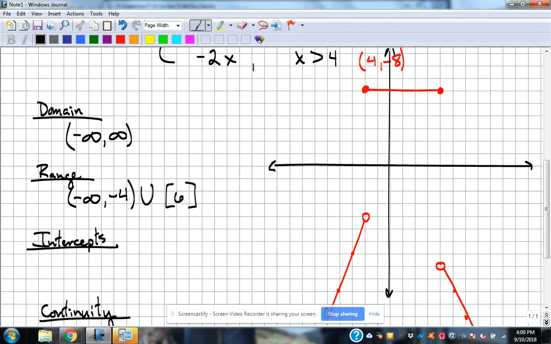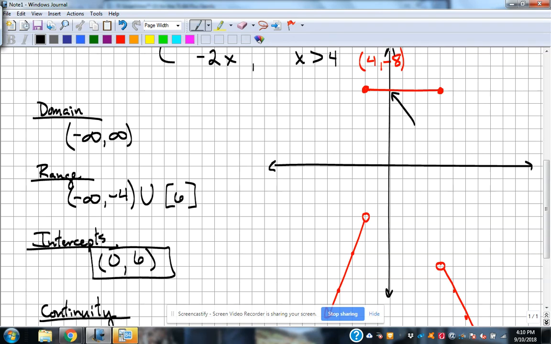All right, so does it cross the x-axis anywhere? Nowhere. So we're not going to have anything there. No x-intercepts. Where's it crossing the y-axis? At 6. What's the ordered pair that it's crossing the y-axis at? (0, 6). That is the only intercept we have for this particular graph.